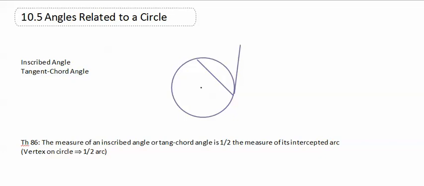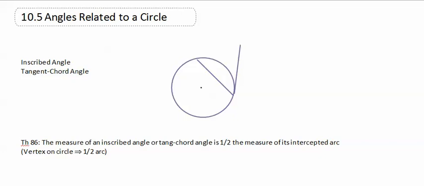In today's lesson 10.5, angles related to a circle, we will again be exploring some definitions and quite a few theorems. The first ones we're going to look at are inscribed angle and tangent chord angle. We actually have talked about inscribed angles previously. The new one is tangent chord angle.